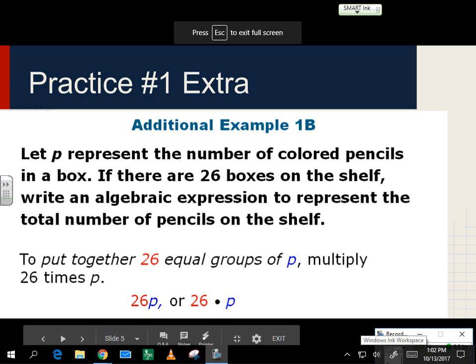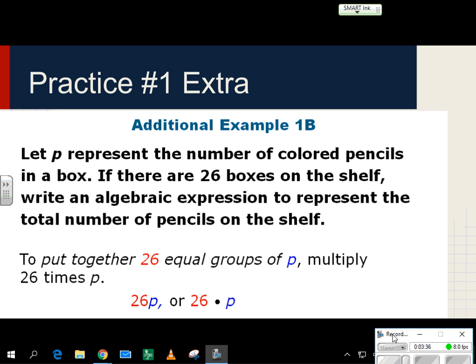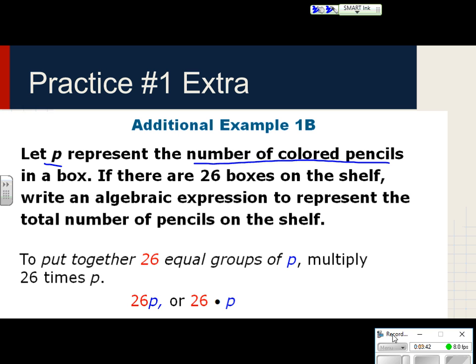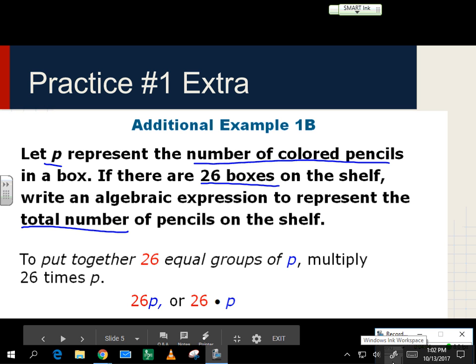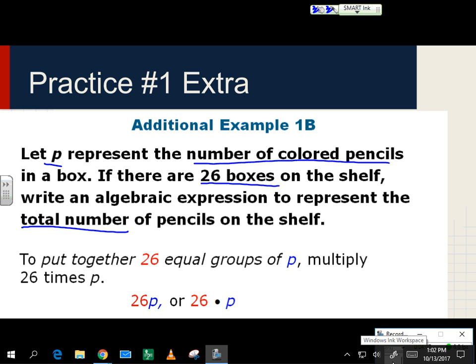Here's another one. Let P represent the number of colored pencils. So P is the number of colored pencils, and those are in a box. If there are 26 boxes on the shelf, that's another important thing, write an algebraic expression to represent the total number. Whenever we're looking at a total of something, that means we're looking at a multiplication problem. So we look at the two things we're dealing with: the variable P, which is the number of pencils in a box, and we multiply that by the total number of boxes we have, which is 26.